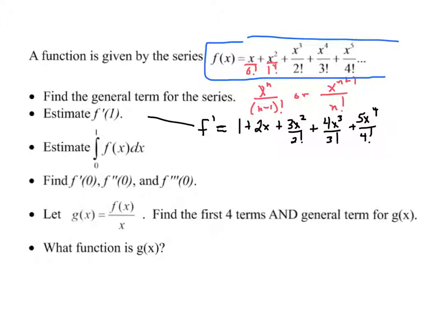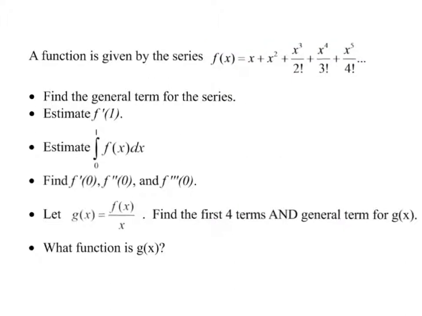So if I did that, f prime of 1 would be approximately 1 plus 2 plus 3 halves plus 4 sixths plus 5 24ths, and you could calculate that. Of course, we could go more terms, but all we did was find the derivative of these terms and plug 1 into those, since we said the function was approximated by that series. Okay, so that's easy enough. All we would need to do is find the derivative of those individual terms.